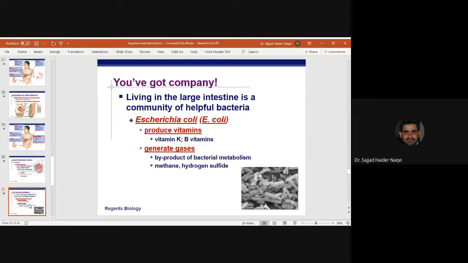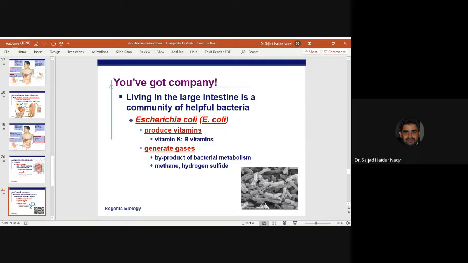There are certain normal flora or bacteria present in the large intestine, and they are beneficial, helpful bacteria for your body. One of them is E. coli, which produces vitamin K and vitamin B, and they also generate certain gases, which are the byproduct of bacterial metabolism. These gases include methane and hydrogen sulfide.